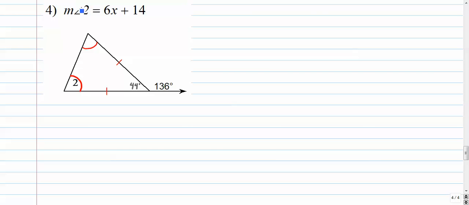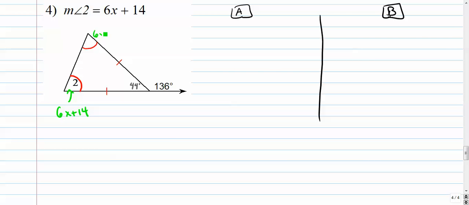Again, two ways to do this problem. I will show you both ways. Method A is to make a copy. Method B is to figure the measure out first. In method A, I'm going to literally put, I'll use a green here, I'll put this angle as 6x plus 14, this one 6x plus 14.